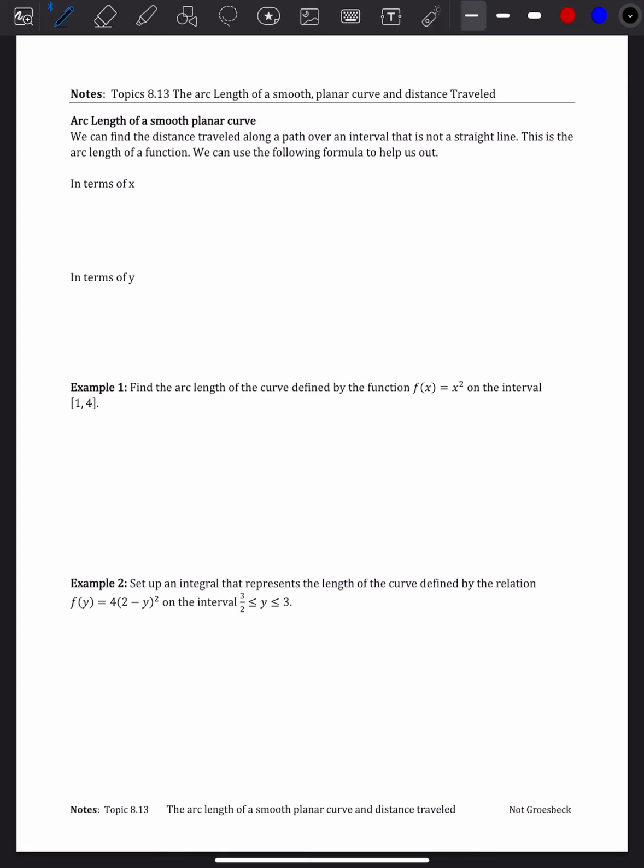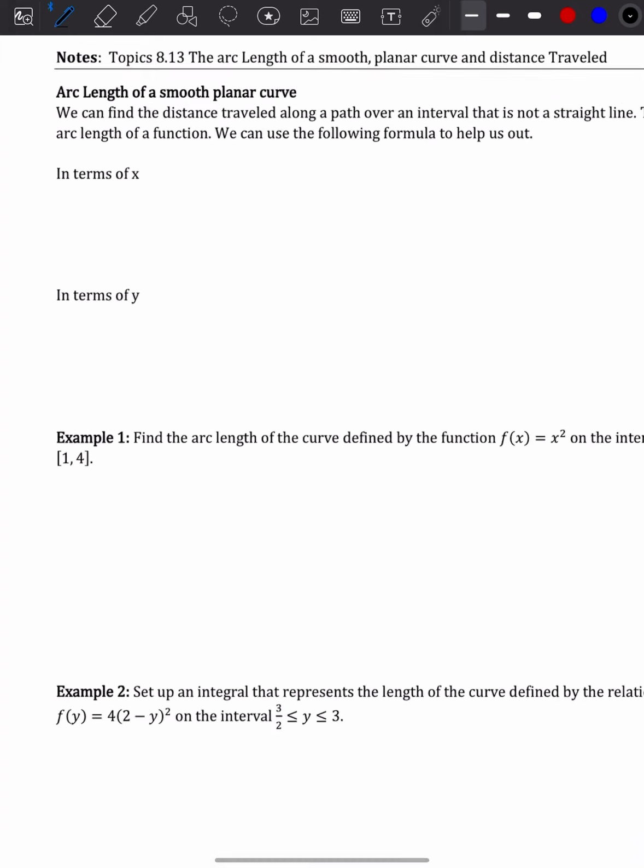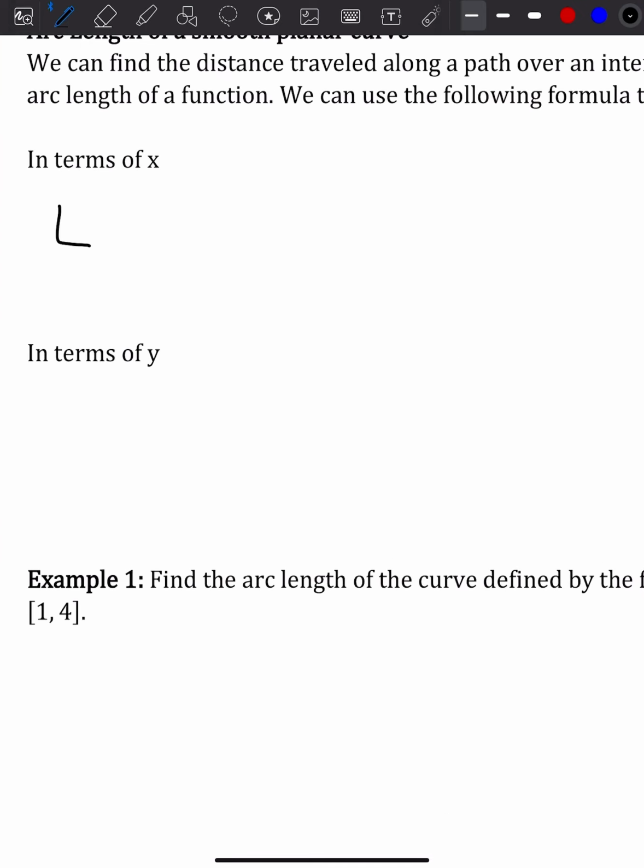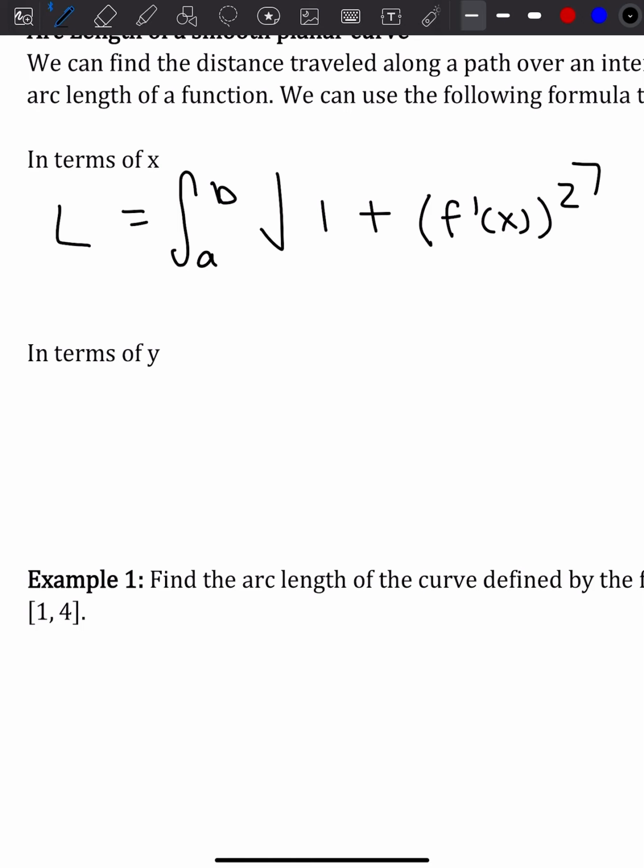So L, which is going to be our length or arc length, is going to be equal to the integral from a to b. This is in terms of x. We are looking at a distance, so a square root is generally going to be involved. And we have the square root of 1 plus f prime of x, so our derivative, squared, dx.